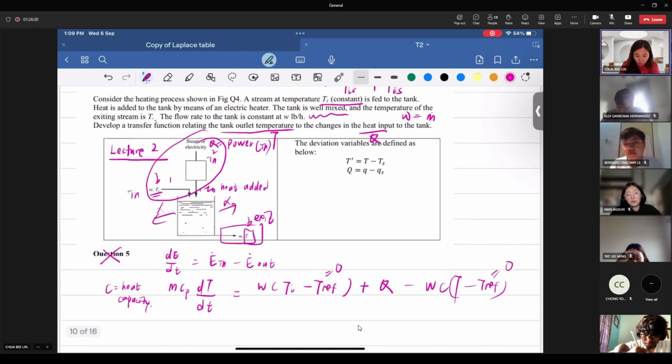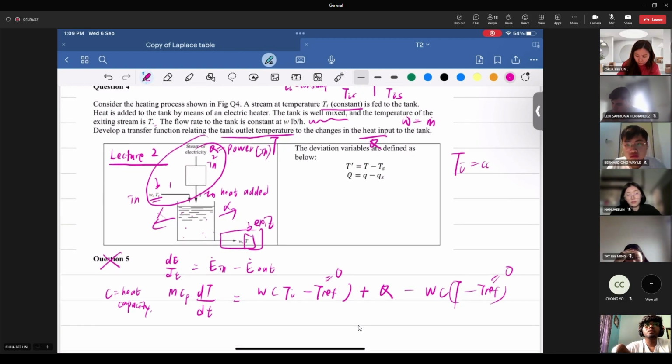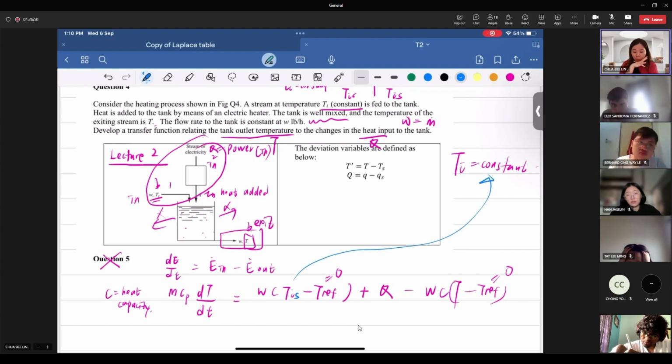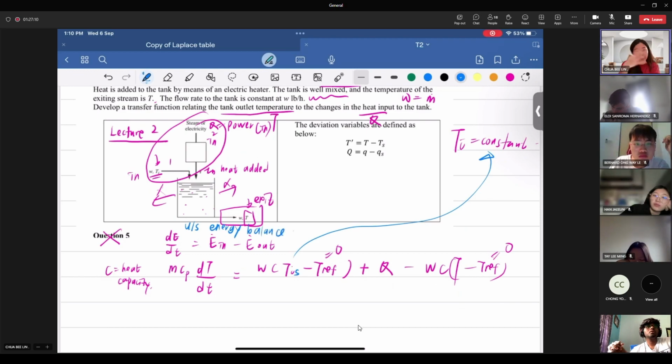The information given to you is that Ti is constant. So you put the subscript here. The reason: Ti is constant, given in the question. When you do past papers or the final exam, you have to slow down and check whether this line is derived correctly or not. When you have this already, you write that this is the unsteady state energy balance. Now here is the steady state energy balance.